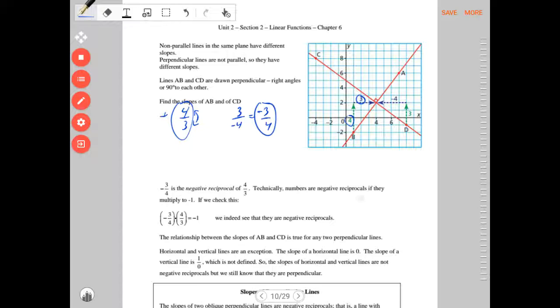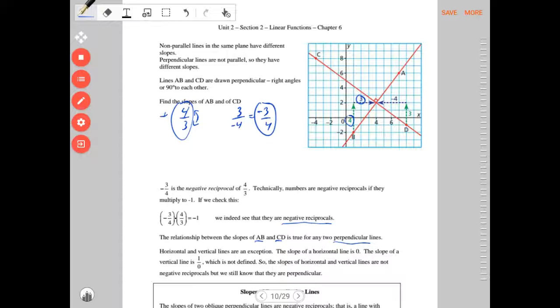Technically, numbers are negative reciprocals if they multiply to -1. So if we check this, negative 3/4 times positive 4/3 equals -1. So we indeed see that these are negative reciprocals. The relationship between the slopes of AB and CD is true for any two perpendicular lines. So perpendicular lines have slopes that are negative reciprocals.